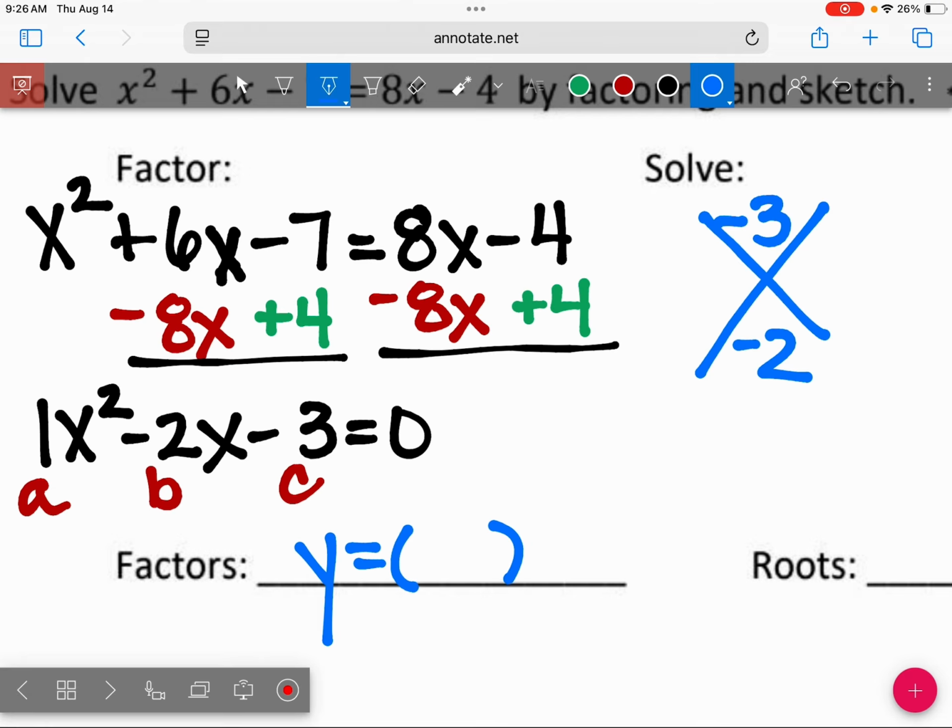I'm going to make my 2 parentheses because I don't need to make a box. So don't say it out loud. This is the hardest part. This is where you have to figure out my numbers. And don't say it out loud if you know it first. But I need 2 numbers that multiply to -3 and add to -2.